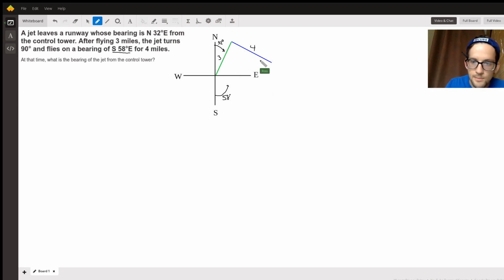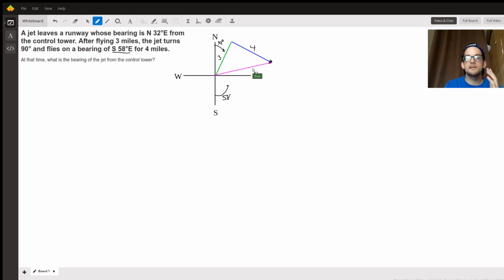And then at this very moment, this black dot, poorly drawn, is where the jet ends up. The question is, what is the bearing of the jet from the runway? I'm going to make that this pink color. So not how long is that line. If you know your Pythagorean triples, it'd be 5 miles. But what is the bearing?